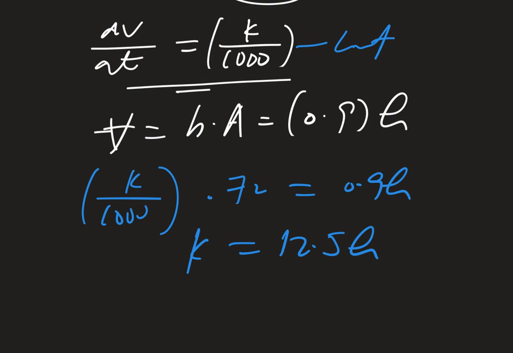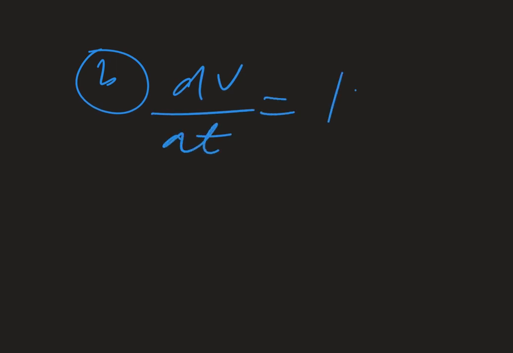Now question B. The container is empty, and the water is poured into the container at the rate of kt liters per second, where t is the time in seconds since the pouring began. Find the time taken to fill the container. We know that just now k is 12.5 h.